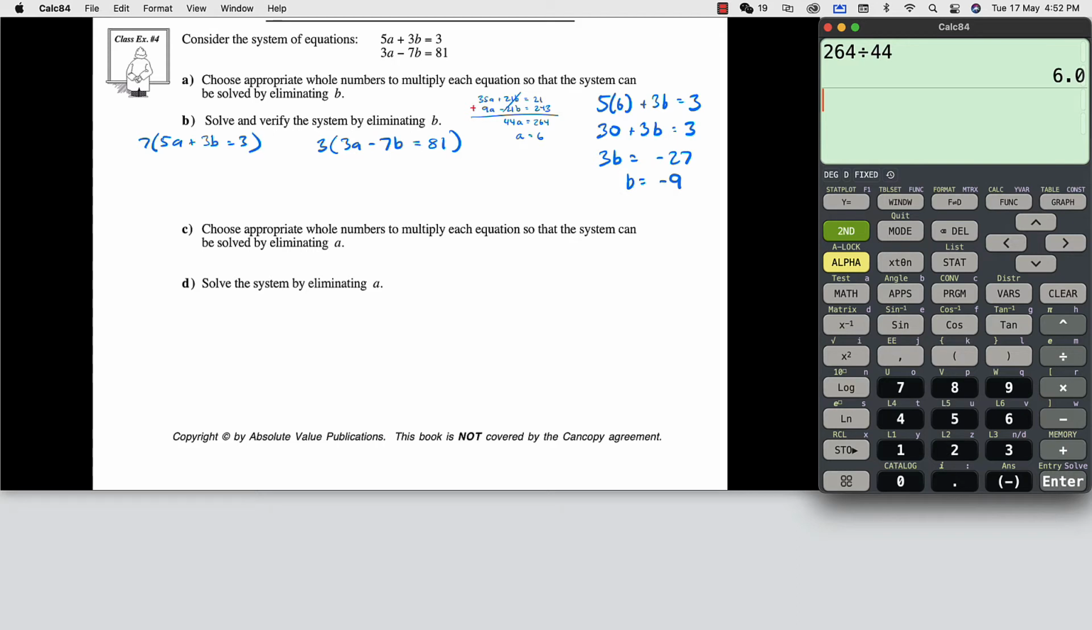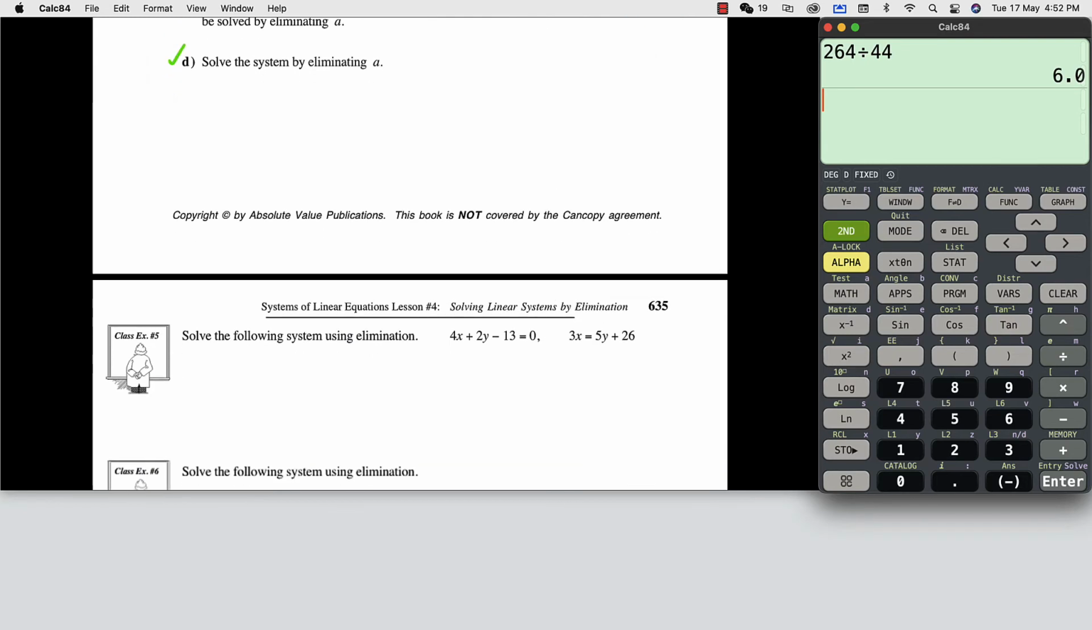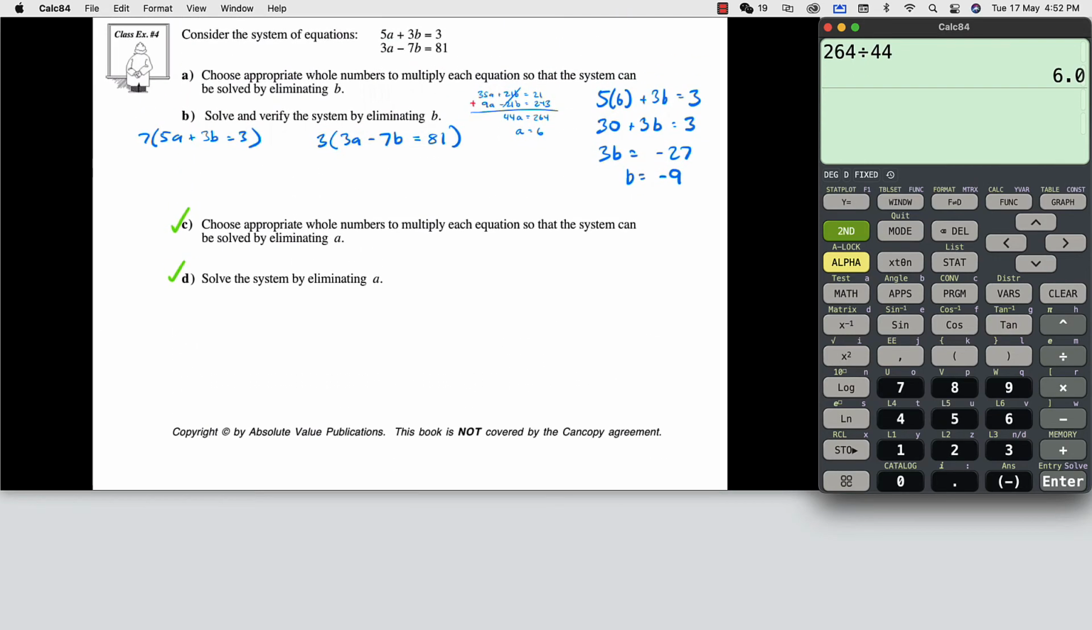Okay, and basically we've done part C and we've done part D, and there is no part E. So the only thing left to do at that point, again, would be to verify it. And it's not asking us to do it here, but I'm just going to make sure. So 5 times A, which is 6, plus 3 times B, which is -9, should equal 3. 5 times 6 is 30, plus, and this would be a negative actually, minus 27 equals 3, and it's true. So I'm sure the other one would work out as well.